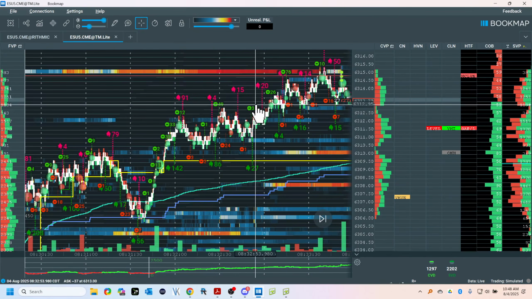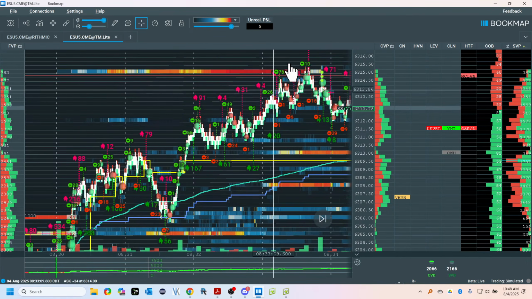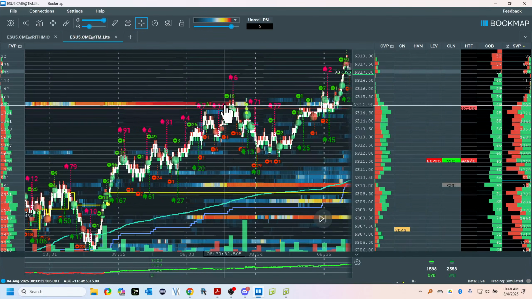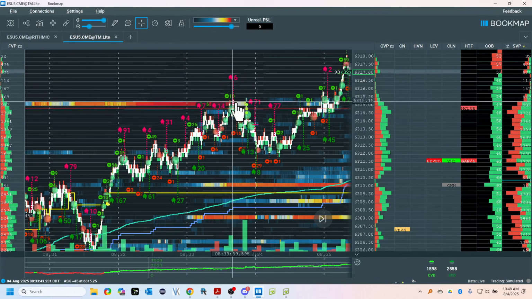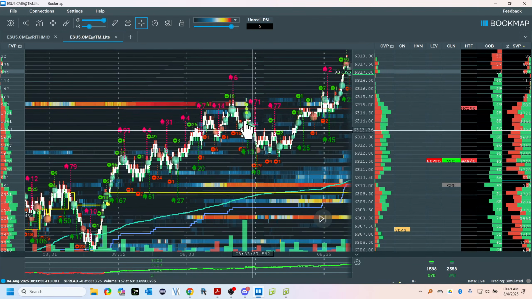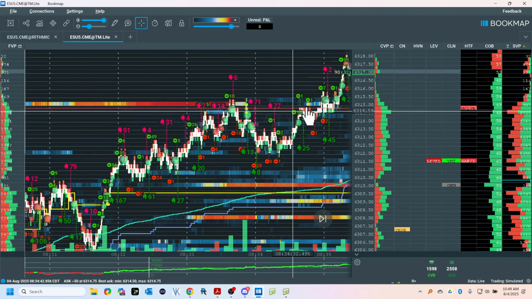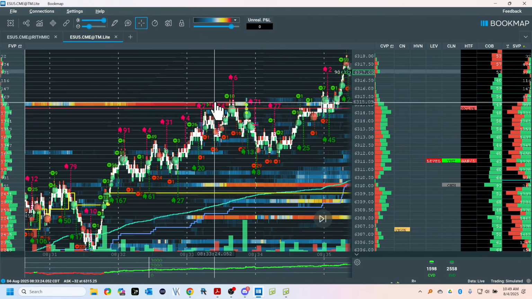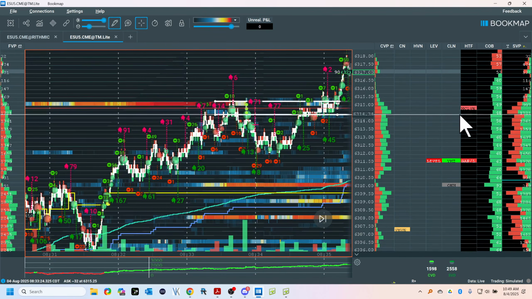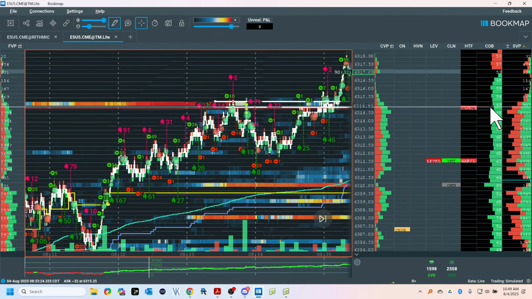Now, let me see where that level is I was talking to you guys about. Okay. Absorption. This is resistance because we have a sweep, we have resting liquidity, we get a retracement. If we look at this, this is now resistance. I'm going to draw a little box around it, by the way. And it's a location.